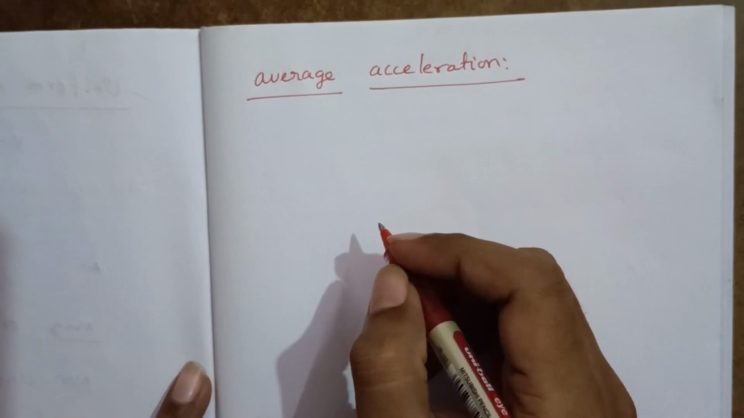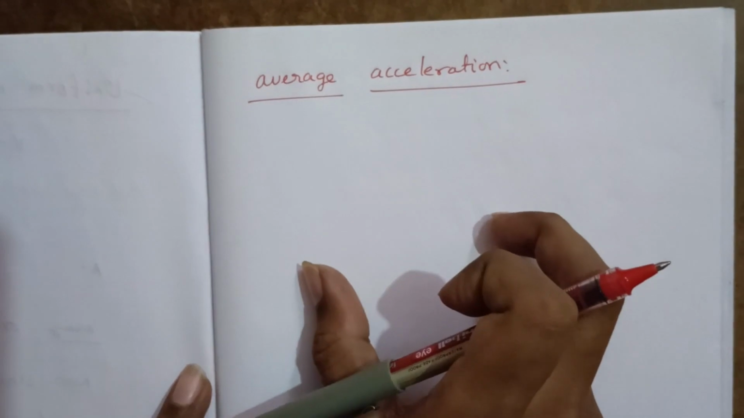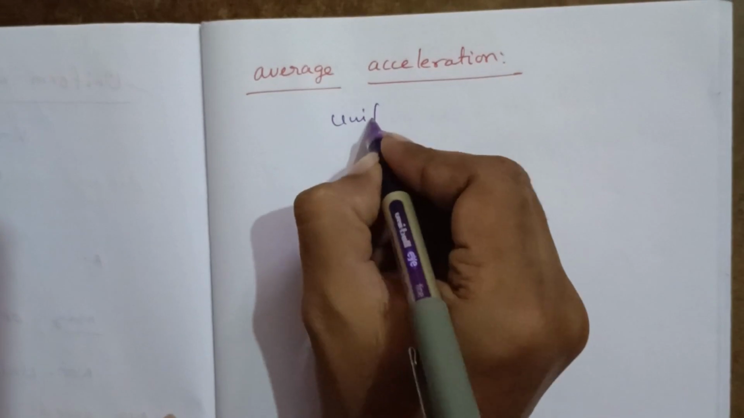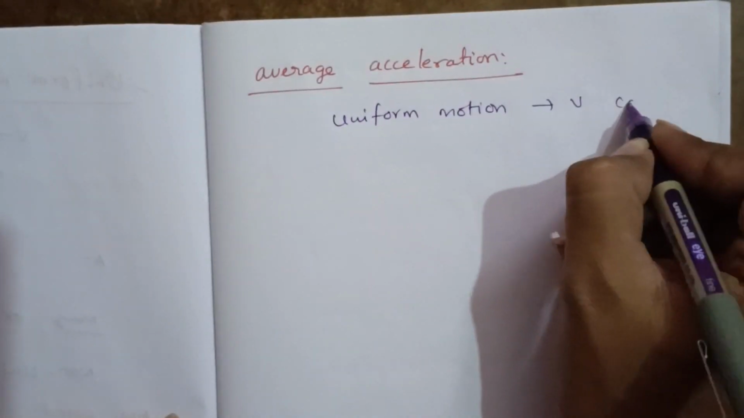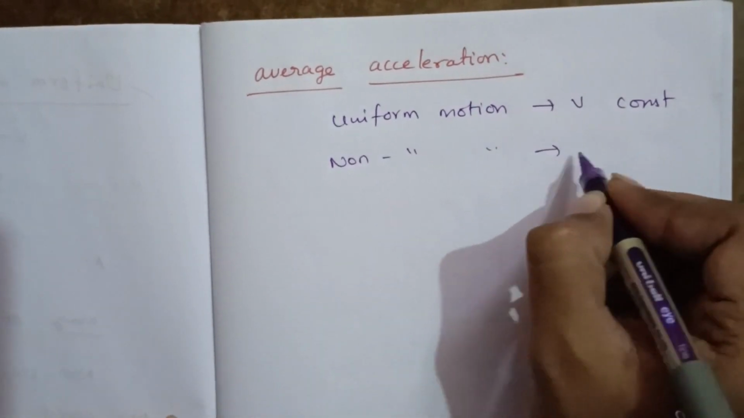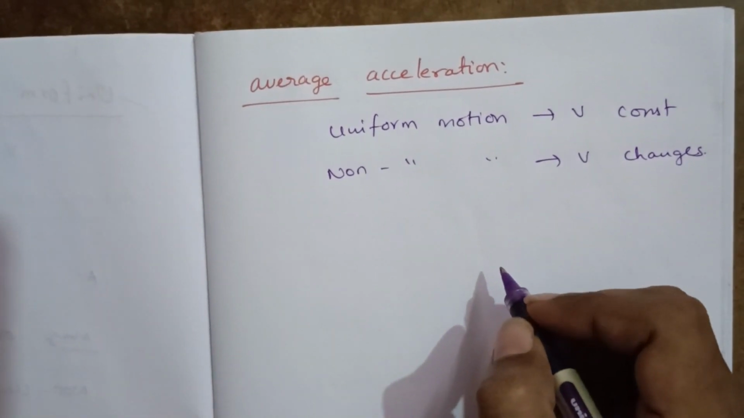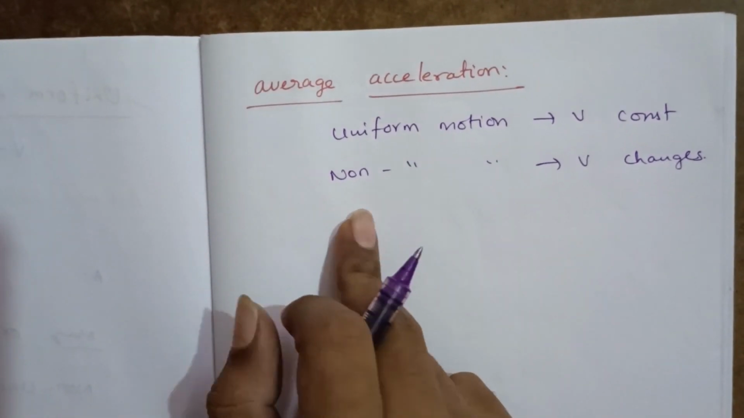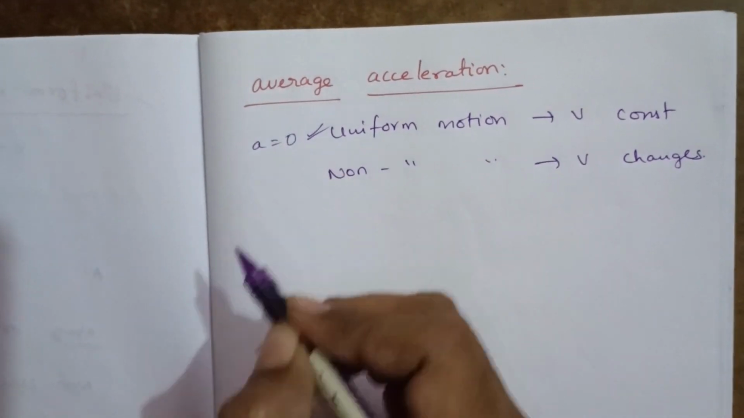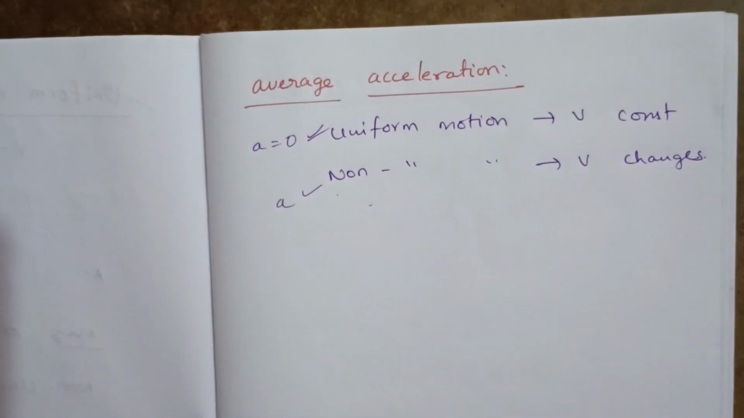Next, average acceleration. Now, we discussed uniform motion and non-uniform motion. In uniform motion, the velocity of the body is constant. In non-uniform motion, the magnitude and direction of the velocity change. If it is changing, that is non-uniform motion. For uniform motion, acceleration is 0. For non-uniform motion, acceleration is there. So here we will consider non-uniform motion.